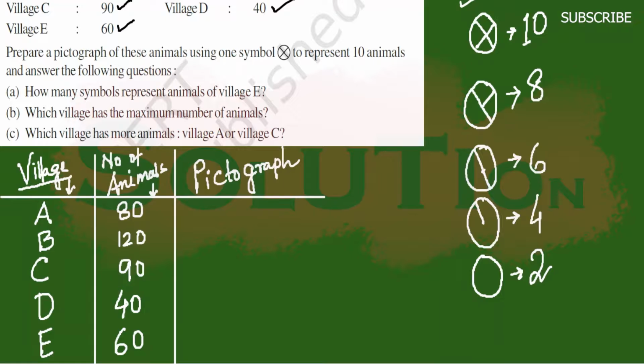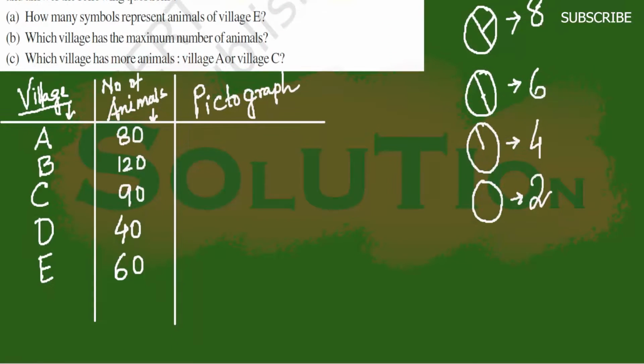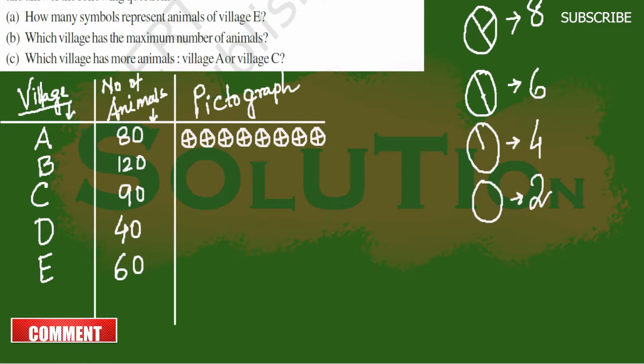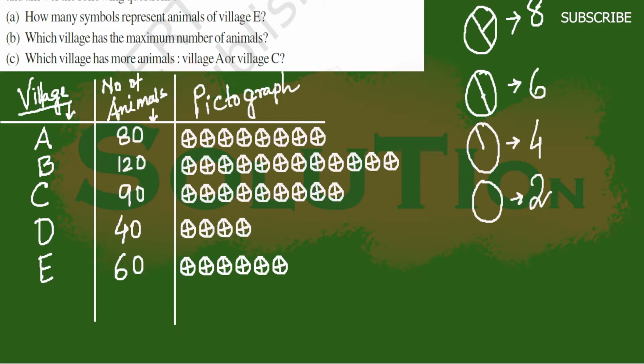Yes, this is how we will be representing our 80. 8 symbols we will be taking and we will be putting them like this. So this represents 80, where one symbol means 10. It is given in the question. Now similarly we have to arrange all those 50, 40, 60. Here if I represent it in symbols, it will be like this. So this is our pictograph in front of you.